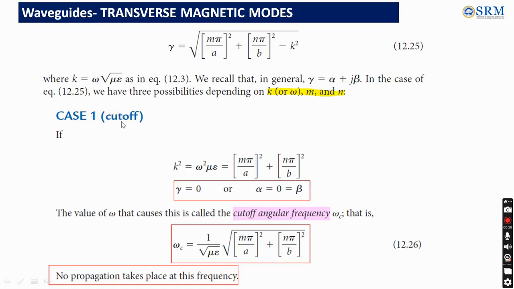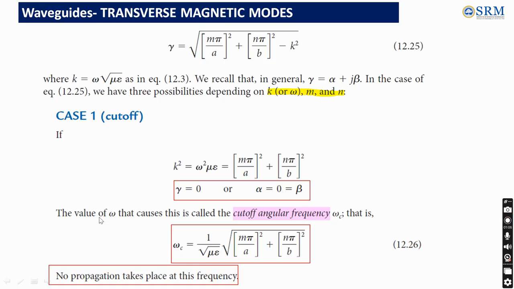We know that for cutoff mode, we are going to consider k square as omega square mu epsilon from this expression, and that is going to be equal to this entire summation term, that is (m pi by a) the whole square plus (n pi by b) the whole square. If I substitute this condition here, my propagation constant will be 0. There is no propagation, then attenuation, phase constant, everything is going to be 0 because of this particular relation.